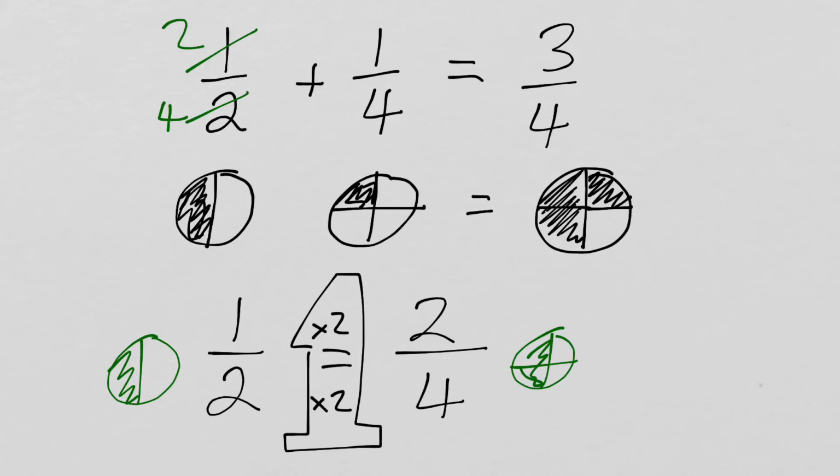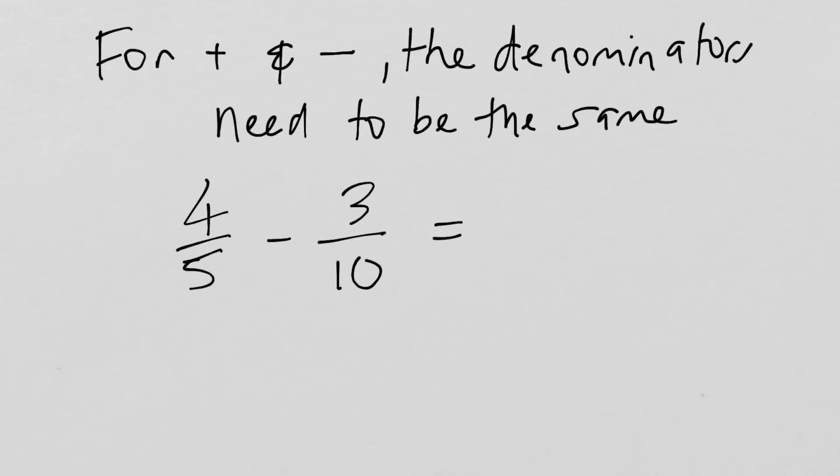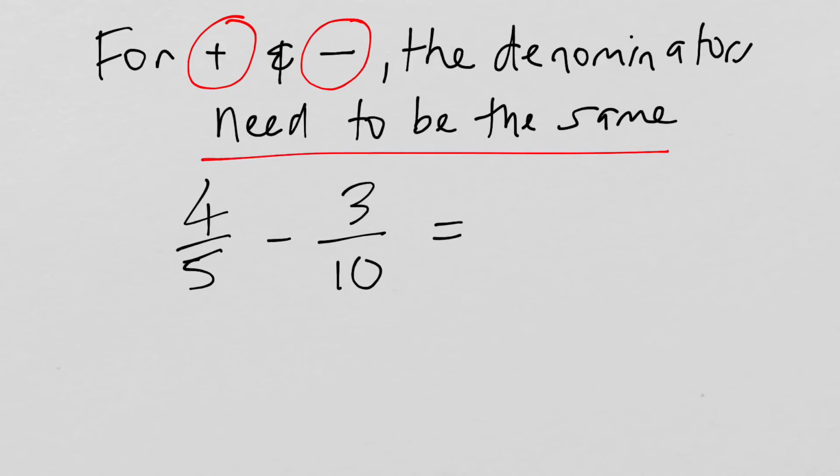You change the denominators to be the same. You have to make the denominators the same in order to add or subtract. Now, when you're multiplying or dividing, you don't make the denominators the same, and kids get confused with that. It's only with addition and subtraction do you have to make the denominators the same. So remember that. Just addition and subtraction, the denominators need to be the same.